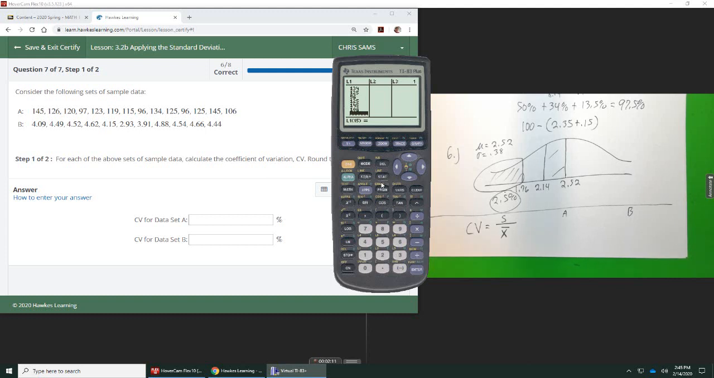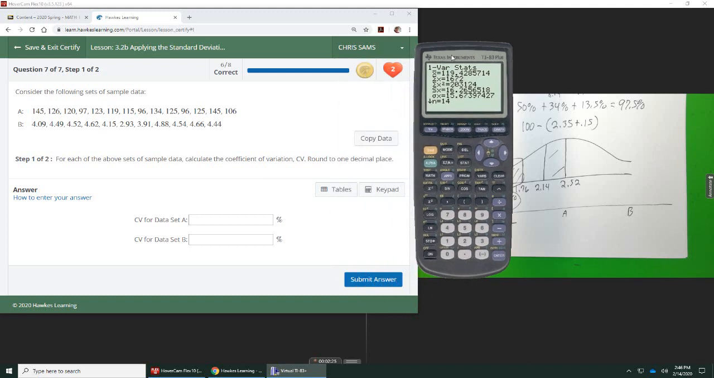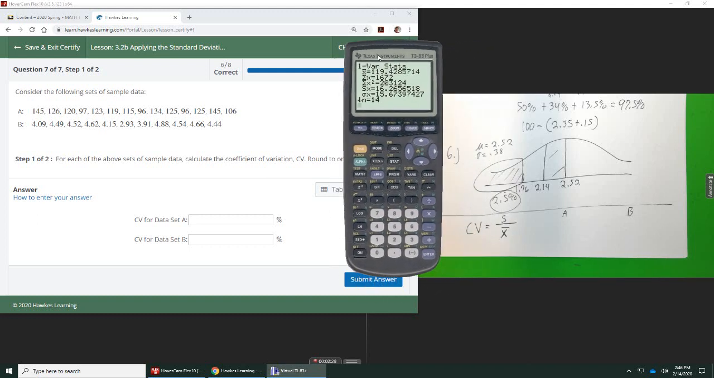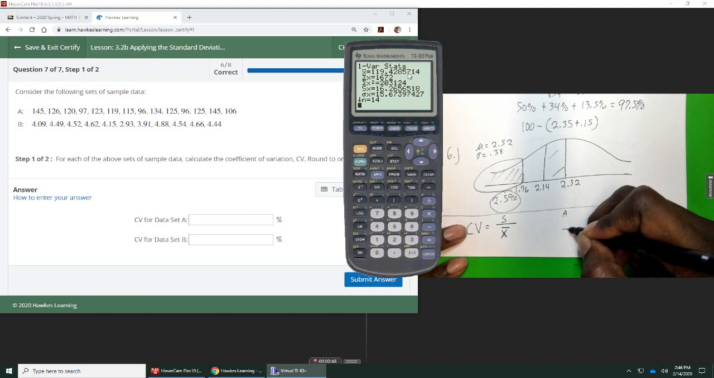Once we get it all entered, stat again, arrow right to calc, enter on one variable statistics, and enter again. The very top gives us X bar. So be careful. Each time you round, it throws your answer off a little bit more. So I'm going to only round my last value. I'm going to type out about 5 of these. So X bar is 119.42857.